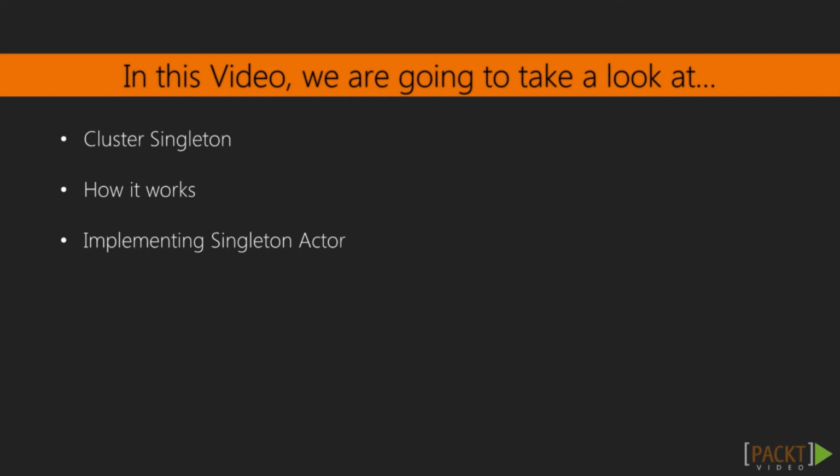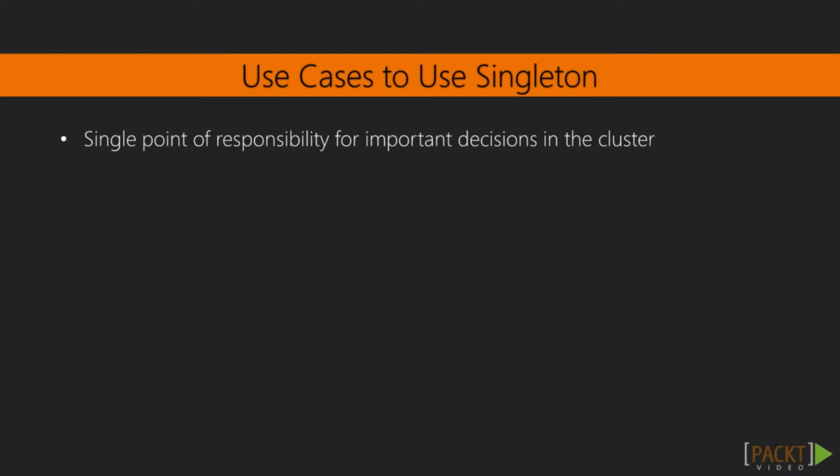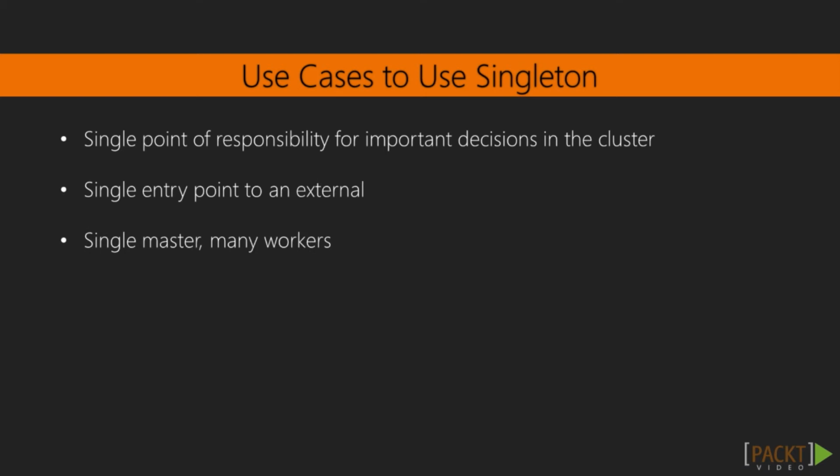Let's get started then. We use a cluster singleton to ensure that we have exactly one actor of a certain type running somewhere in the cluster. You need a singleton actor in the following cases: a single point of responsibility for certain cluster-wide consistent decisions or coordination of actions across the cluster system, a single entry point to an external system, a single master, many workers, a centralized naming service or routing logic.